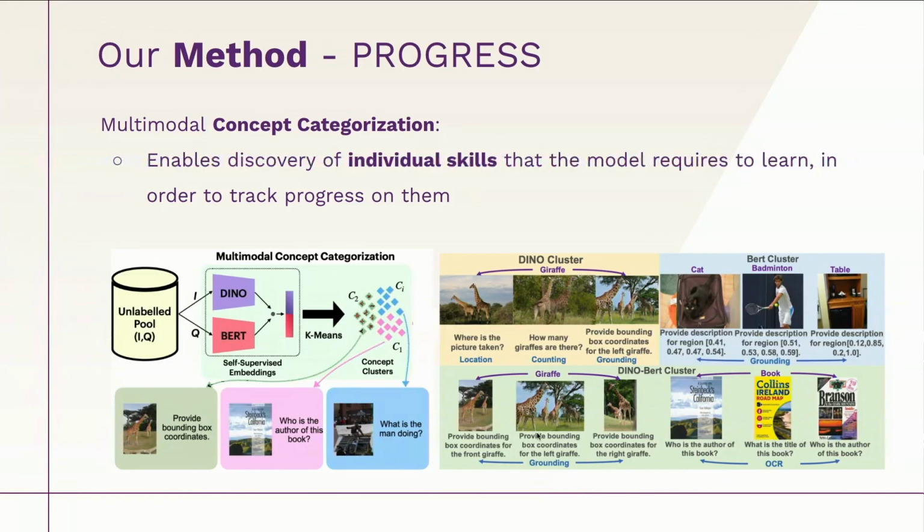So here you see, all the data points are about giraffe, but also a particular kind of question about giraffe, asking to provide the bounding box coordinates. Similarly, on the right, all the images are about books, and all the questions are about OCR recognition.